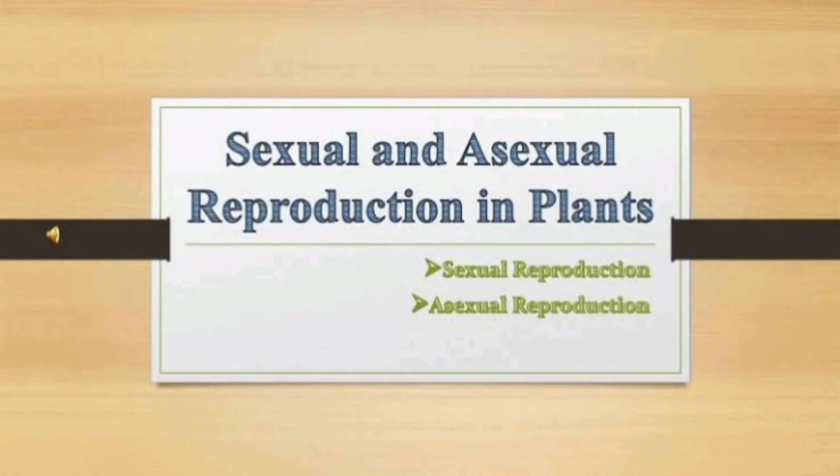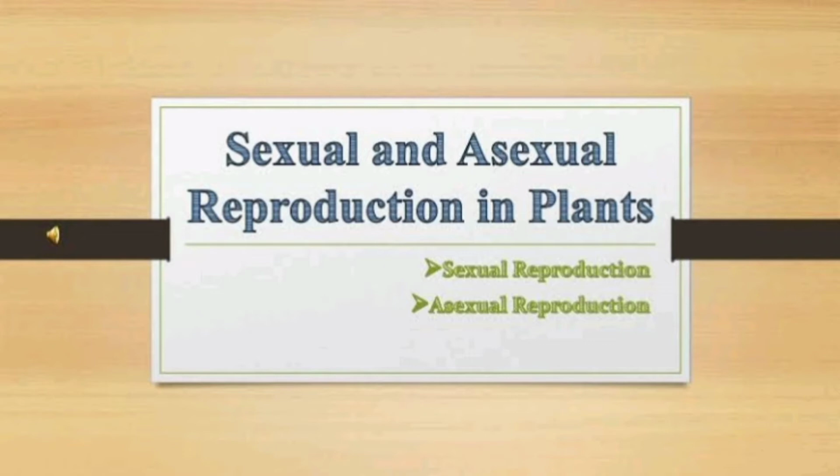So today we will read about reproduction in plants. There are two ways for reproduction in plants. The first one is sexual reproduction and the second one is asexual reproduction. First we will read about asexual reproduction. In asexual reproduction only one parent cell is involved.